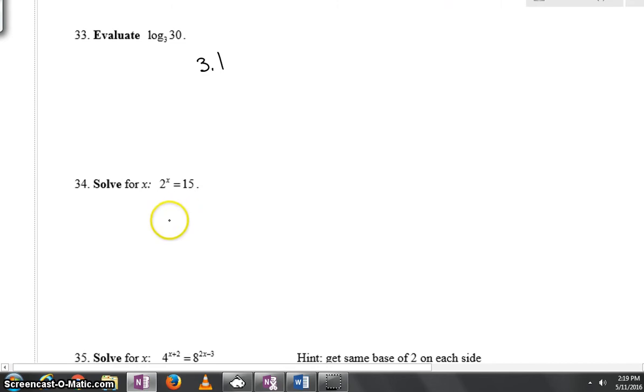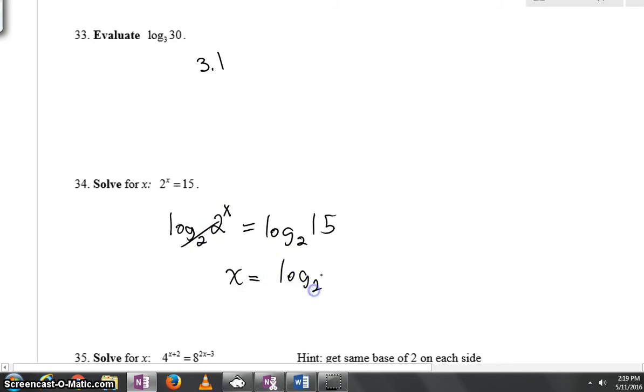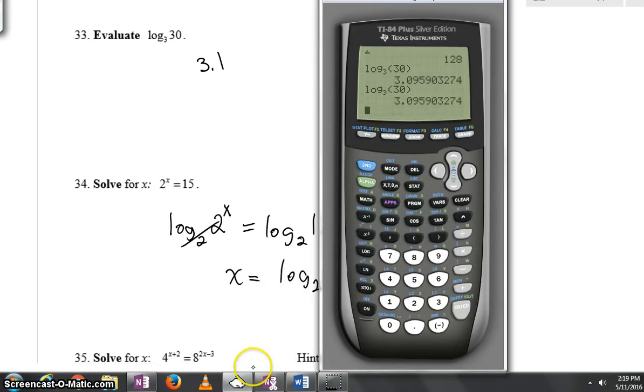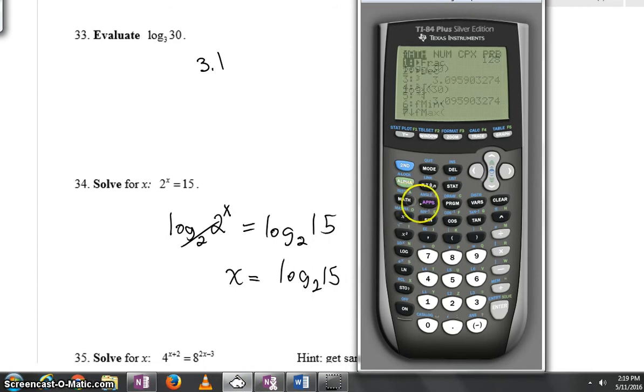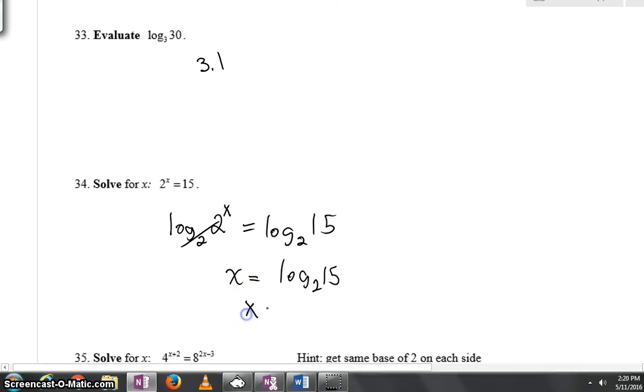As we solve for x, let's get rid of that 2. Remember, logs and exponents are inverses of each other. I'm going to take the log base 2 of both sides. The reason is that the log base 2 of 2 to the x will just cancel out to an x. And right now we're right back to what we just did a moment ago. We're going to use our log button, pressing math, coming all the way down to letter A, have a base of 2, type in a 15, hit enter, and you get roughly about 3.9.